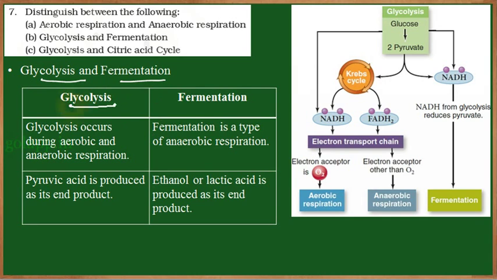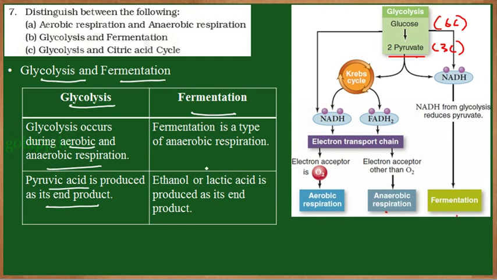So students, glycolysis is a common pathway for both aerobic and anaerobic respiration. In glycolysis, glucose will be converted to a 3-carbon compound, that is pyruvate. A 6-carbon compound will be broken down into 3-carbon compound pyruvate. So each glucose will give rise to 2 pyruvate. This pathway is common for aerobic, anaerobic respiration and fermentation. Here the end product of glycolysis will be pyruvic acid, or pyruvate.